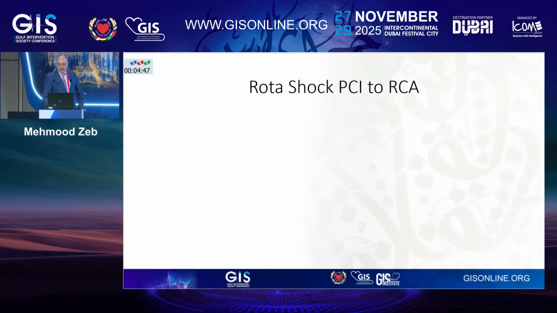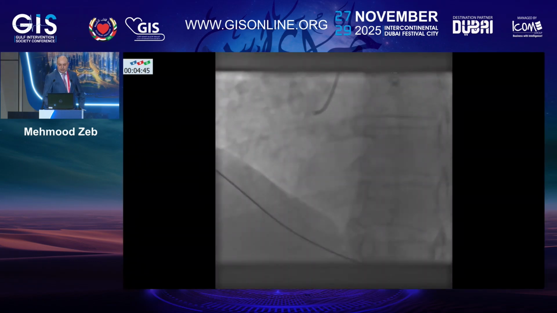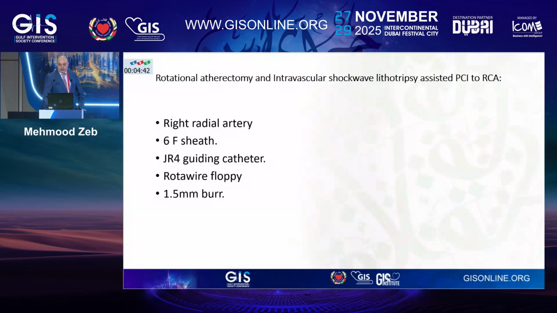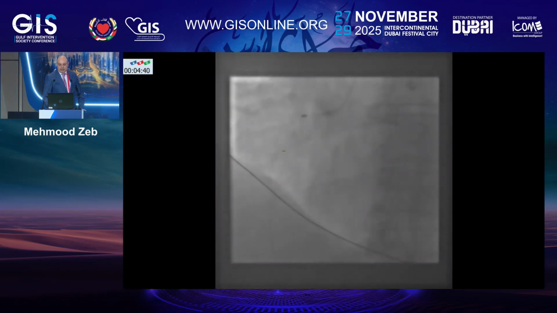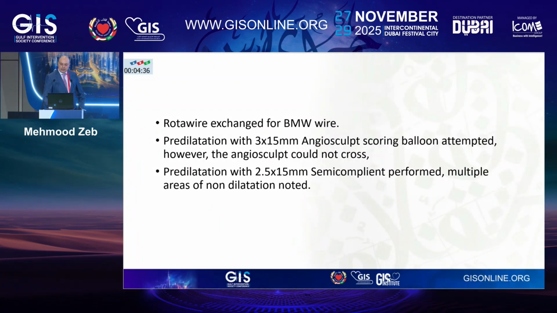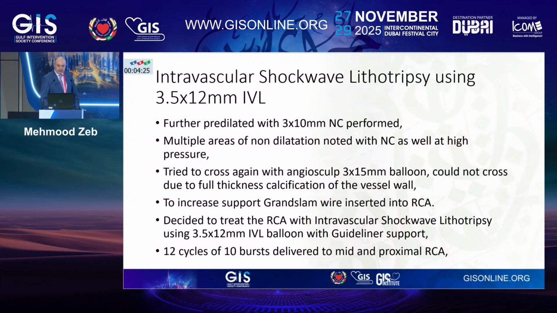stent. This is another case of the right coronary artery where I took the rotablator 1.5 burr and did the rotablation. Then when I tried to cross the lesion for further pre-dilatation with the angioscoop balloon, I couldn't cross the lesion. Therefore, I decided to pre-dilate with a 2.5 semi-compliant balloon, and I could see various areas of underdilatation.